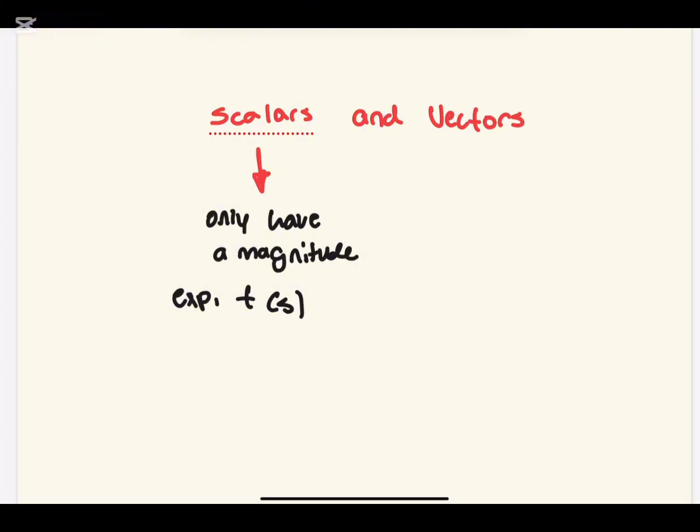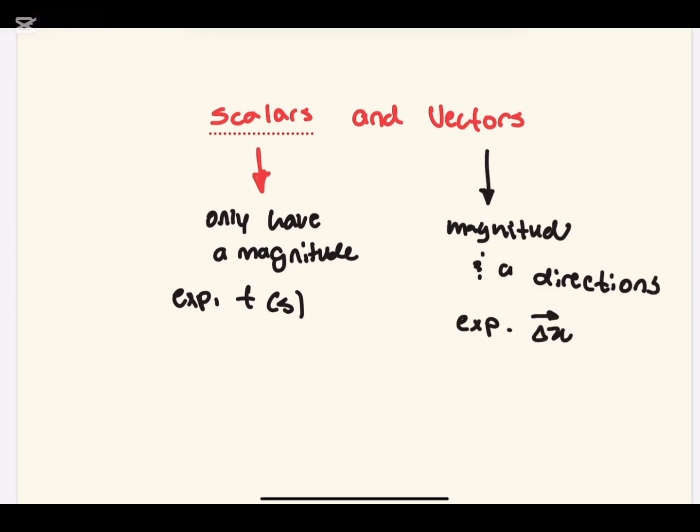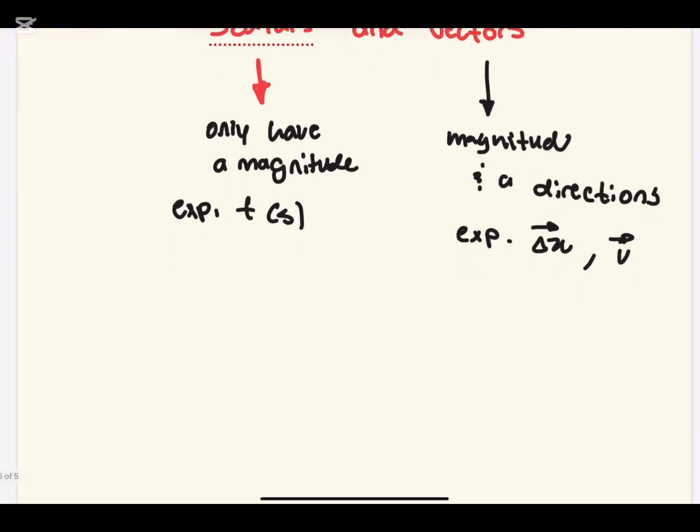Okay. However, with vectors, it has a magnitude and a direction. So examples of vectors would be displacement and velocity. And you'll notice sometimes when writing out the variables for vectors, for example, velocity, usually they'll write an arrow. And scalars will just be without anything. Okay?